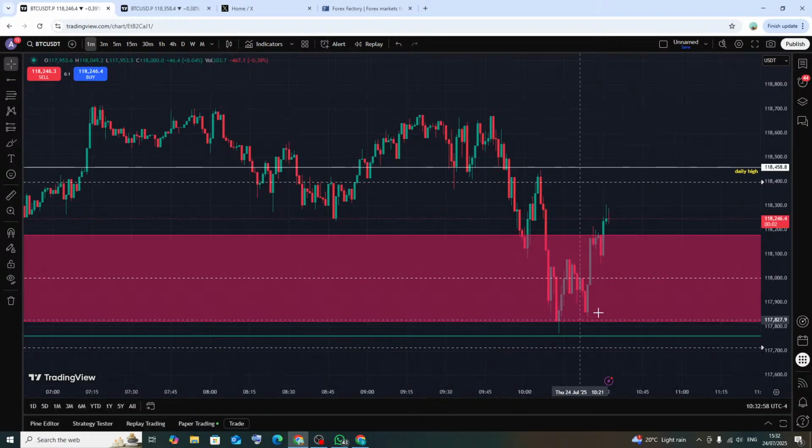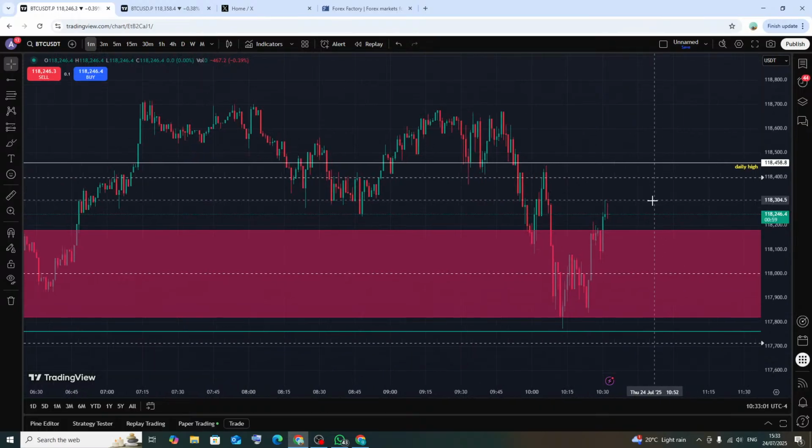Not confident for these lows to be the local bottom at this range.